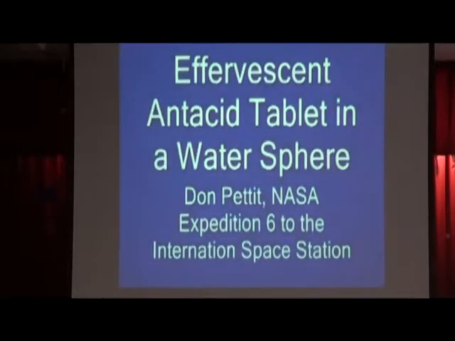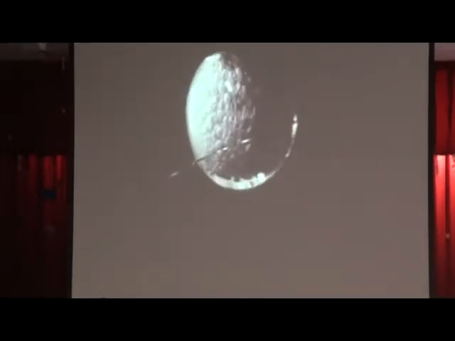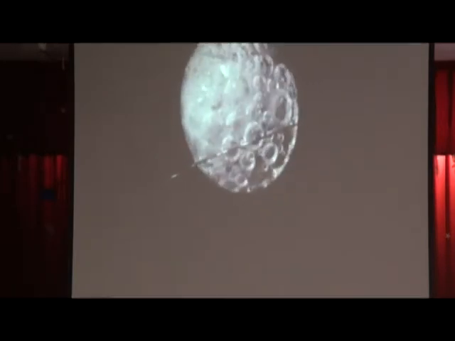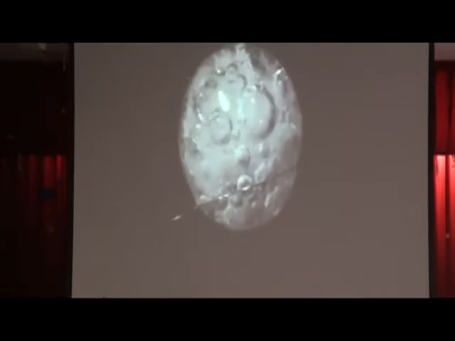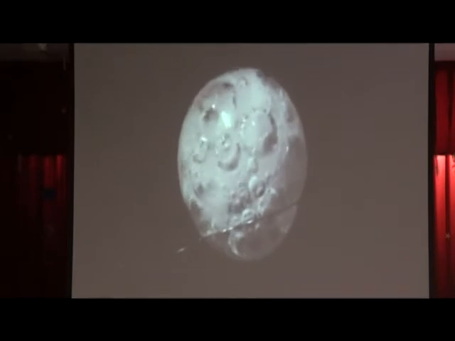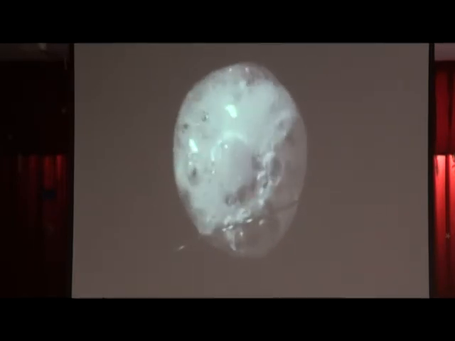Effervescent acid tablet in a water sphere. Here's a sphere of water 50 millimeters in diameter with an effervescent acid tablet. Bubbles form rapidly from a chemical reaction. This is an example of heterogeneous nucleation where bubbles form on a solid surface and can get a momentum exchange and travel out into the fluid.